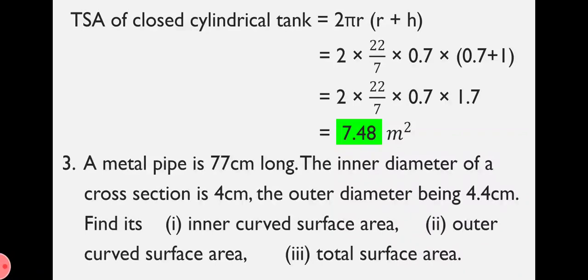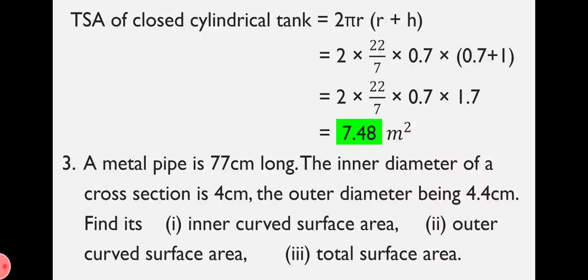Question number 3. A metal pipe is 77 centimeter long. The inner diameter of a cross section is 4 centimeter, the outer diameter being 4.4 centimeter. Find its inner curved surface area, outer curved surface area and total surface area.